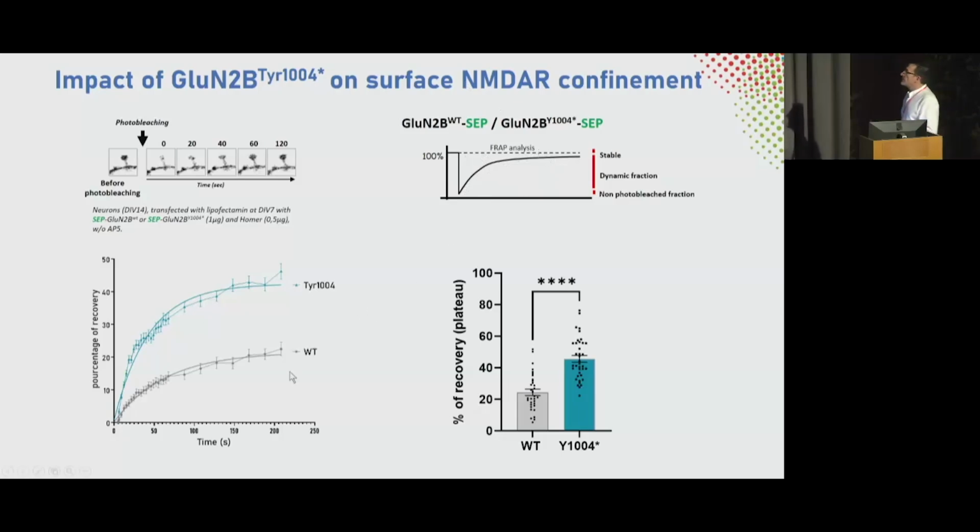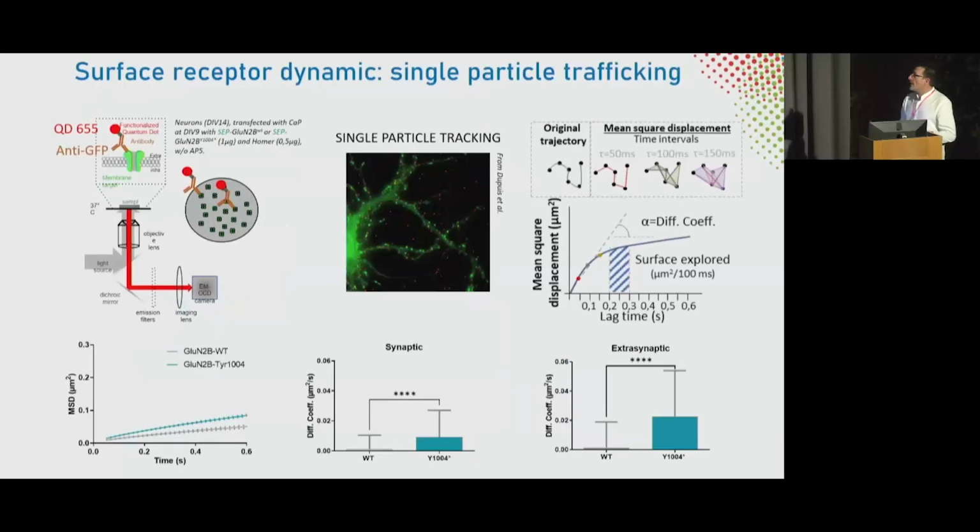If we compare what we observe between the wild type and the tyrosine 1004 mutant, we see an increase of the recovery after photobleaching, meaning that the receptor seems to be more dynamic at the surface of a neuron. But to go a little bit deeper into that mechanism, we use single particle tracking.